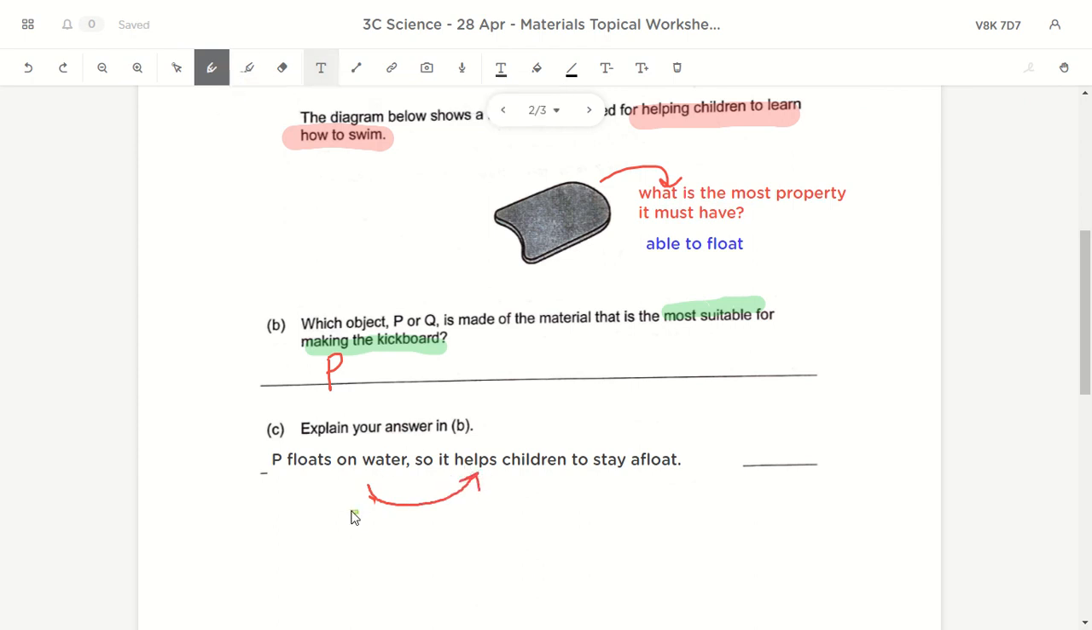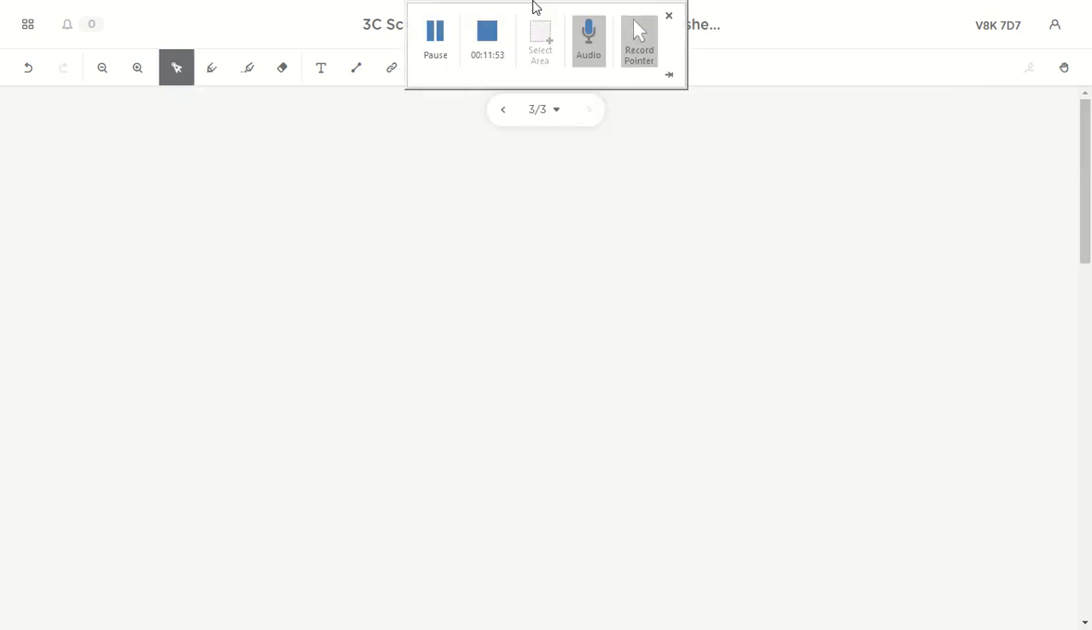So what you need to do is link the property of the material to the function of the object. Do not just tell me about the property, also link it to the function of the object. So why do I choose P? Because P can float, and when it can float, it can help children to stay afloat. That's the function of the kickboard itself. So link the property to the function. All right, so last question.